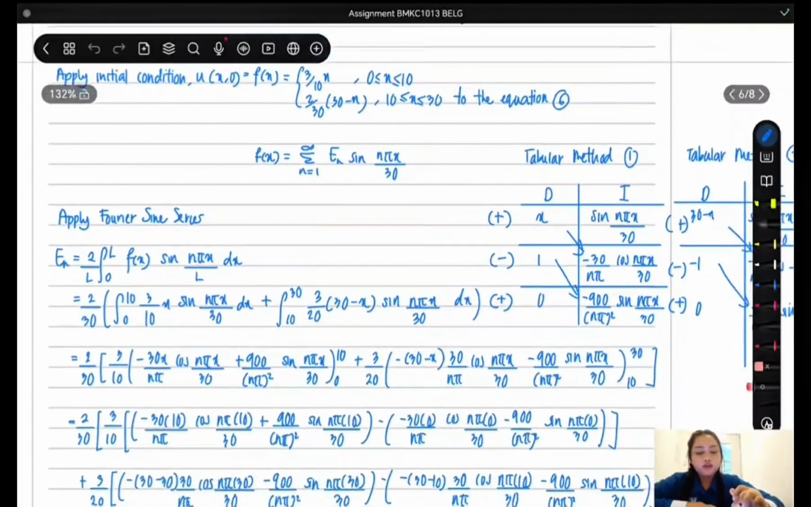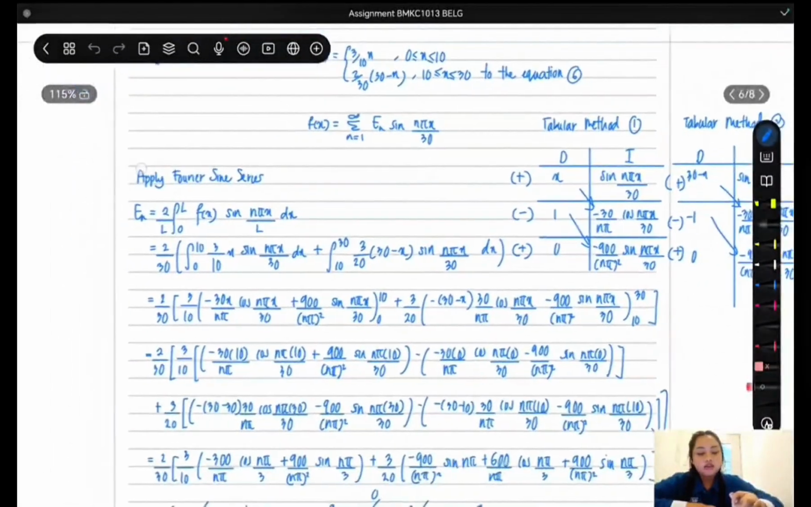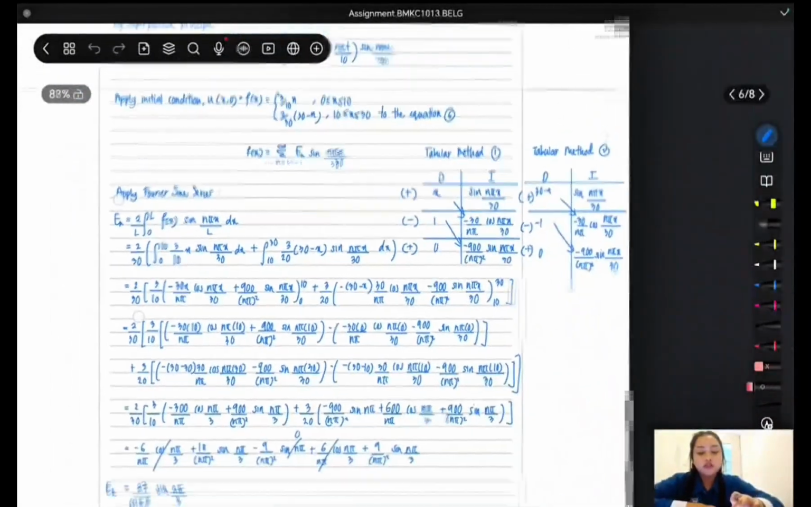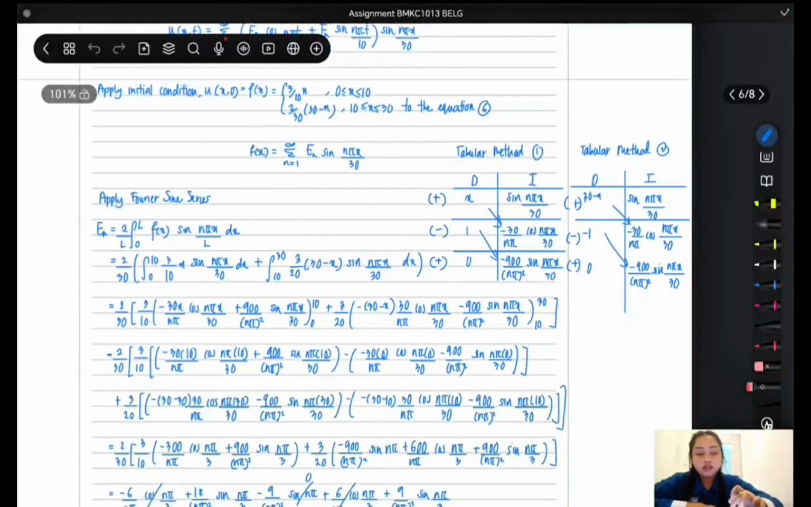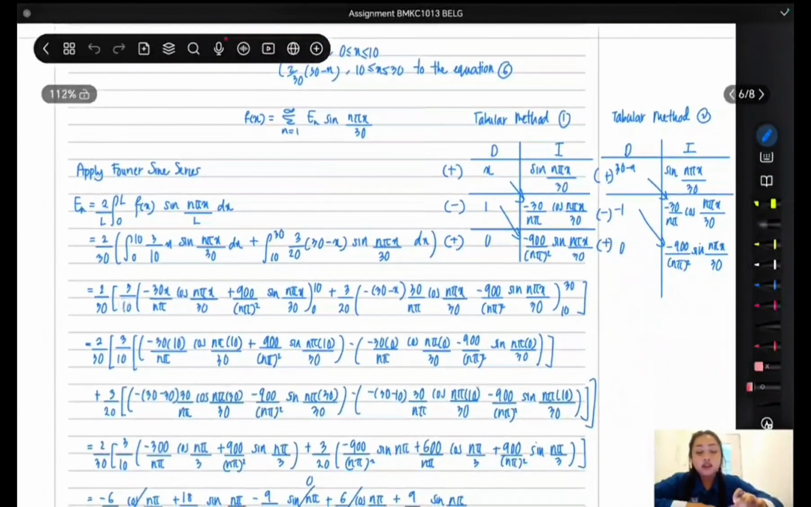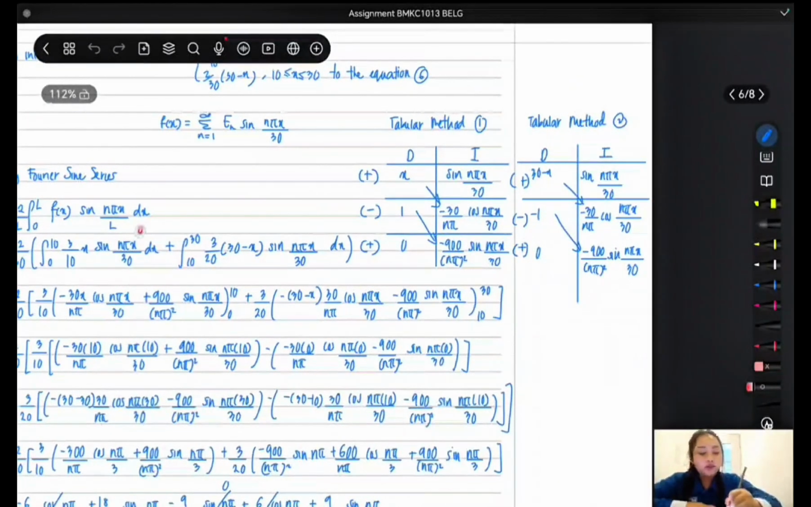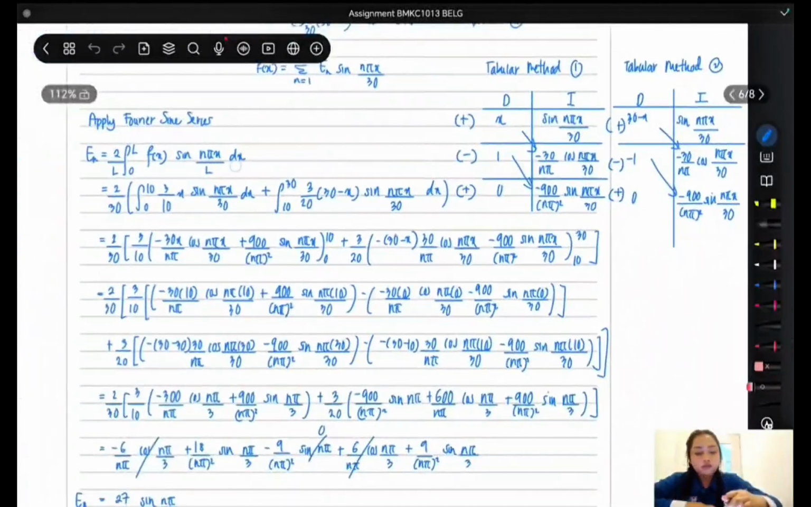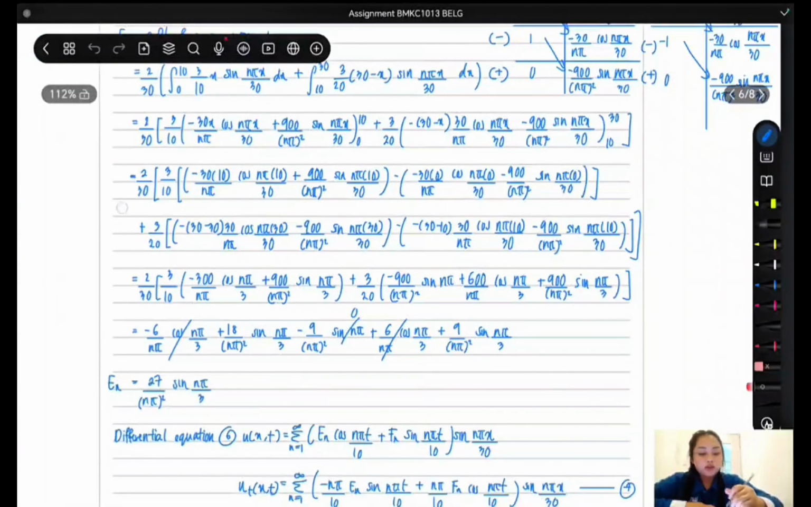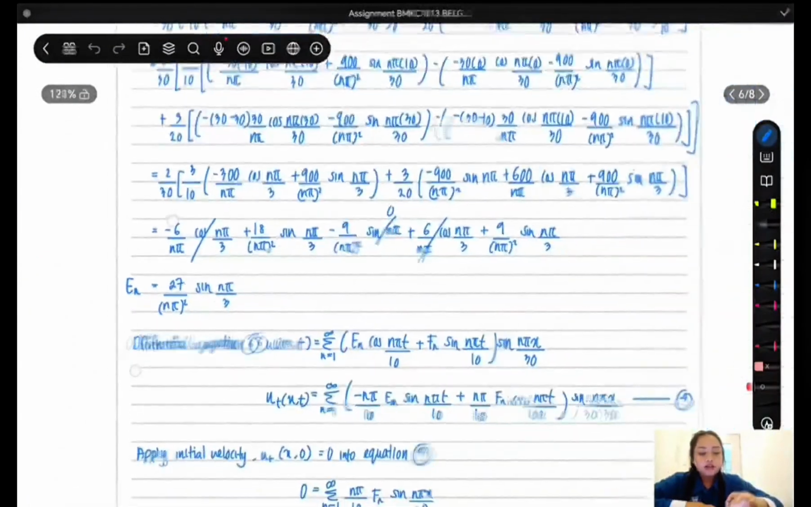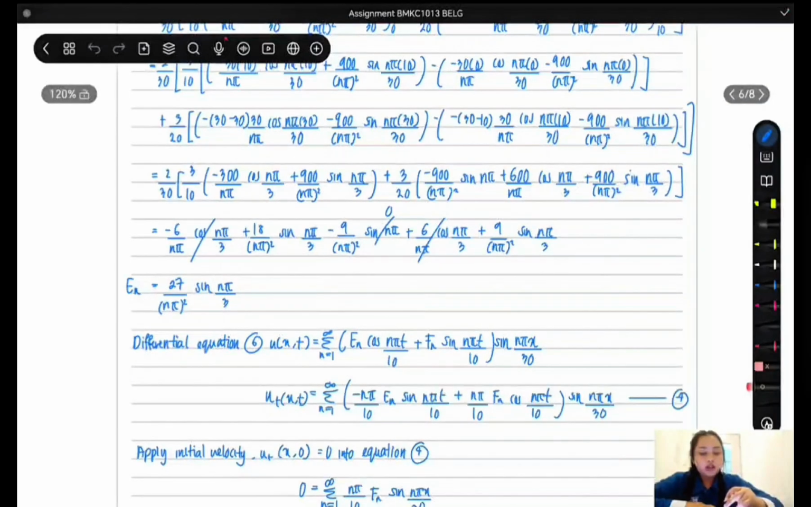So we are now going to apply Fourier sine series, and this is half range Fourier sine series. So just solve it as usual, but I'm going to solve this using the tabular method, which is this is tabular method 1 and this is tabular method for number 2. So lastly, we're going to get En, which is 27 over n pi squared sine n pi over 3.